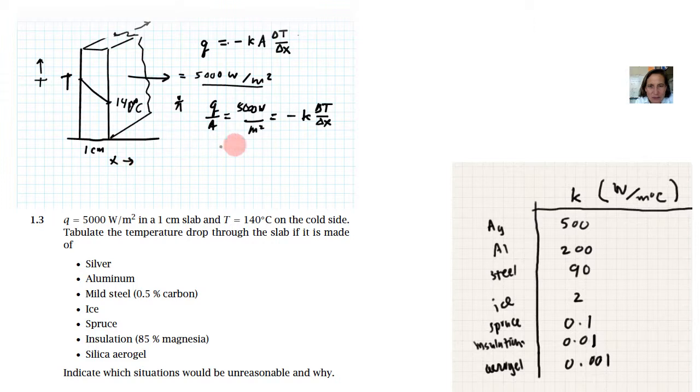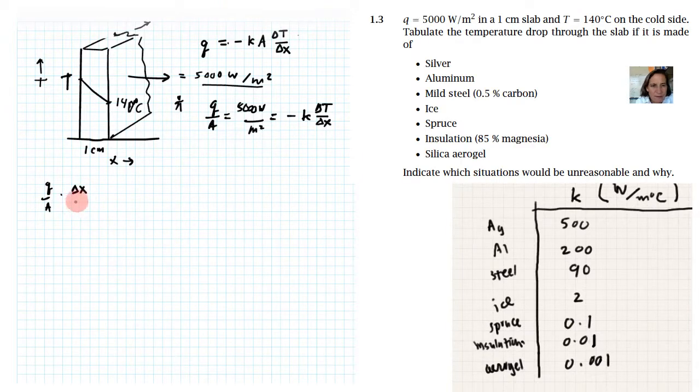Okay, so let's rearrange this equation, and we have Q over A times delta X divided by K is equal to the absolute value of delta T. If we're calling this the positive X direction, and delta T is equal to T final minus T initial, this is lower than that, so delta T is going to be a negative value. So let's just drop the negative.